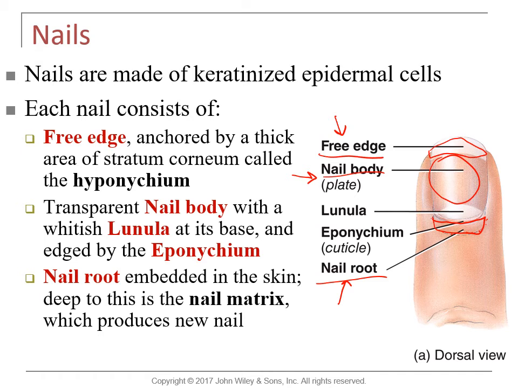The whitish crescent-shaped area of the proximal end of the nail body, we call it the lunula, okay, here it's going to be this part here. Lunula means little moon, okay, that's why we call it lunula. It appears whitish because the vascular tissue underneath does not show through due to a thickened region of epithelium in that area. Beneath the free edge is a thickened region of stratum corneum. We call it the hyponychium. Okay, so we can't see the hyponychium here. It's going to be like behind here, that region.